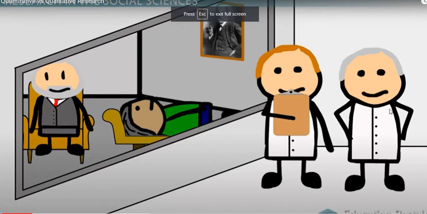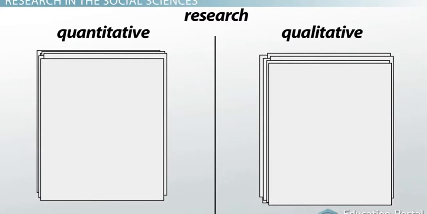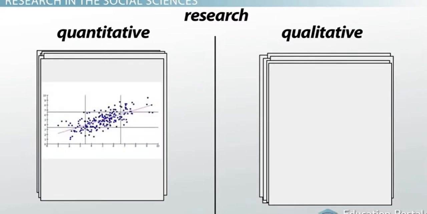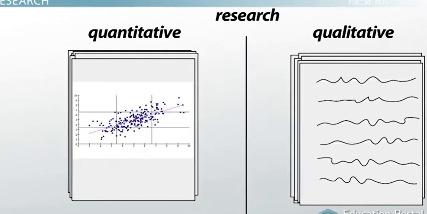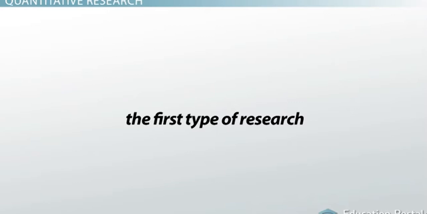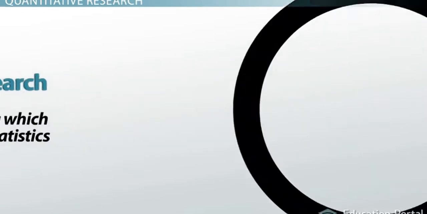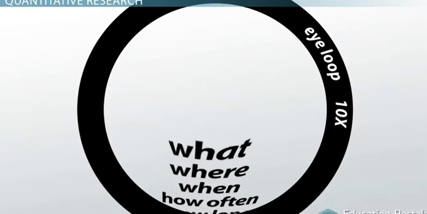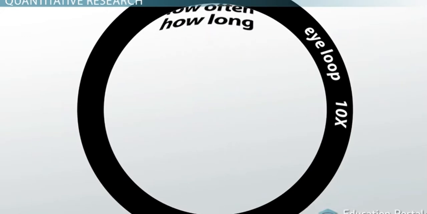Research occurs in many different forms and can be divided into 2 basic types, quantitative and qualitative. The focus of this lesson is to explain the difference between quantitative research and qualitative research and discuss their respective strengths and weaknesses. The first type of research that social scientists use is quantitative research, which is based on numerical data which can be analyzed using statistics. This type of research focuses on pinpointing what, where, when, how often, and how long social phenomena occur.